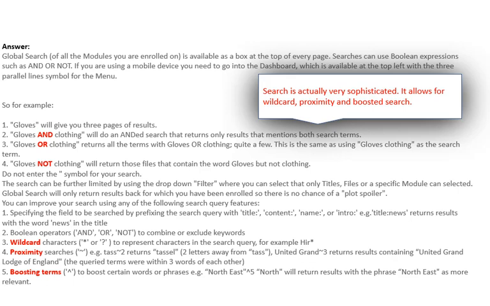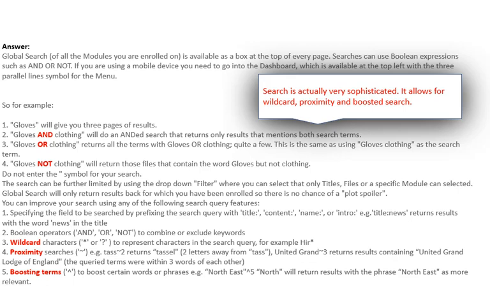NOT excludes certain terms, such as those files that mention clothing but exclude anything that contains the word gloves. Wildcards allow you to substitute a series of characters using the asterisk, or a single character using a question mark, when you don't know exactly what you are looking for, or indeed where the spelling may vary. Proximity search allows you to find phrases according to their relative location.